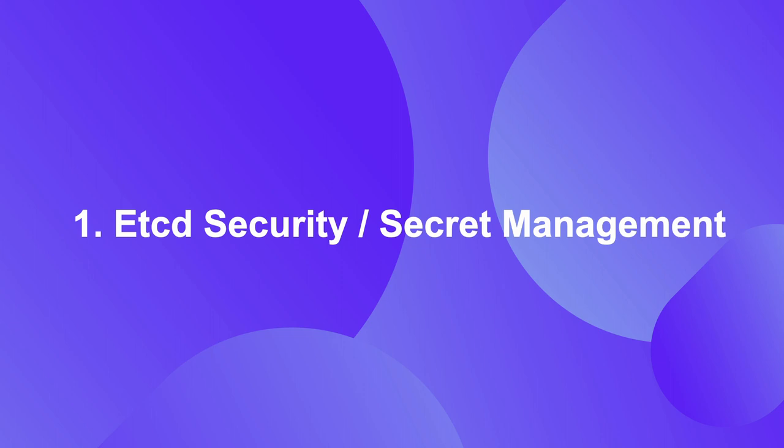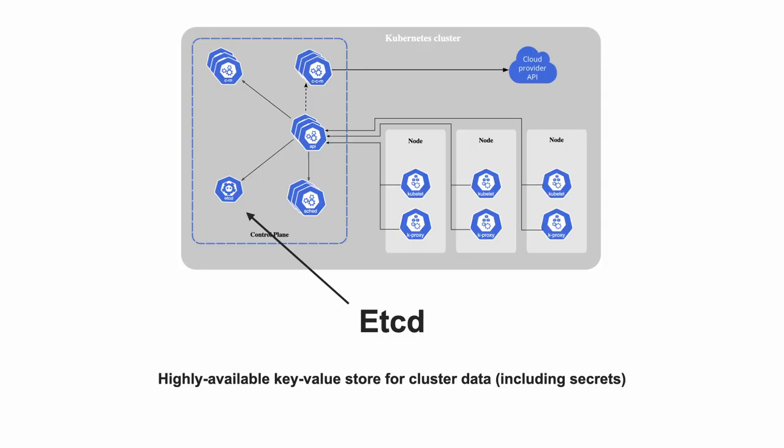Okay, so the first security measure we're going to talk about in regards to your Kubernetes cluster is etcd security and secret management. So you probably already know etcd is a highly available key-value store for cluster data, including your secrets. So securing etcd is critical to cluster security. If someone obtains read or write access to etcd, it's basically giving them root access to the cluster. So you're going to have to do your due diligence to secure this vital piece.